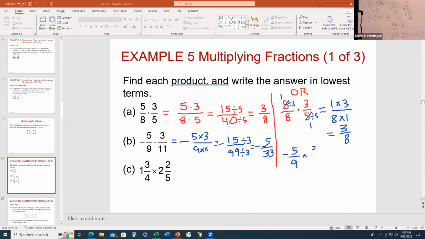So another way we could have done this problem is this way. Notice we cannot do any cross canceling between the 5 and the 11. However, can we do cross canceling between the 9 and the 3? Yes. The answer is yes.